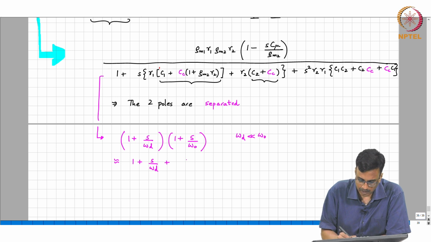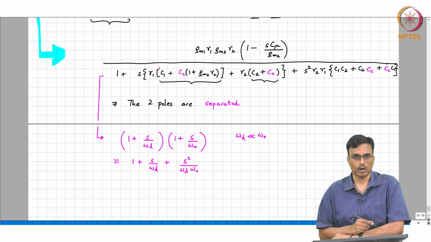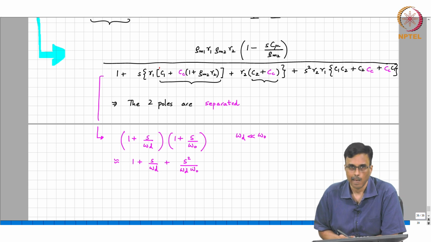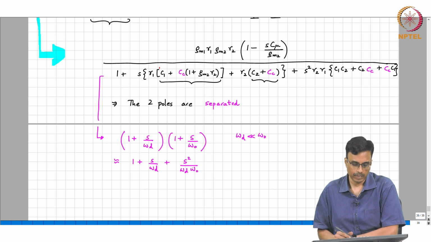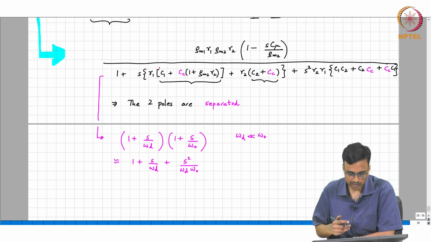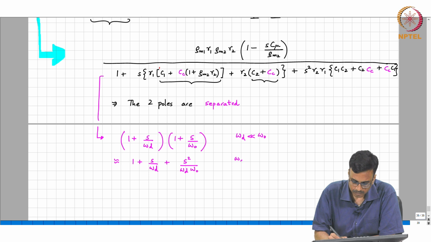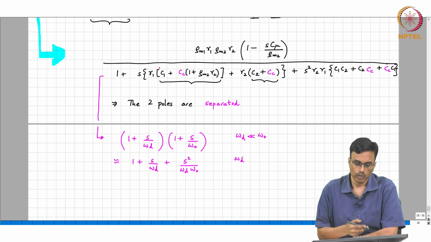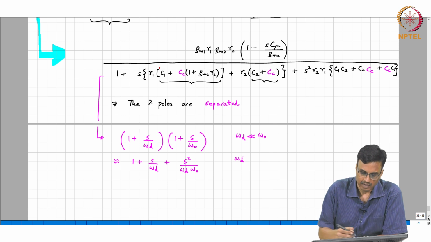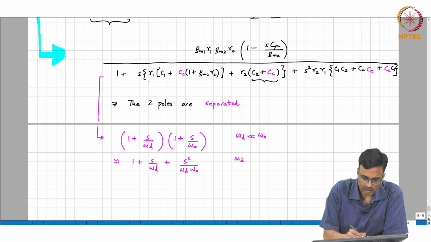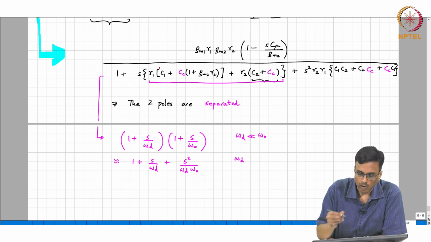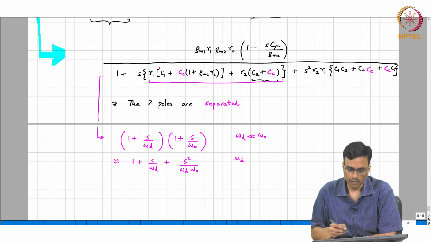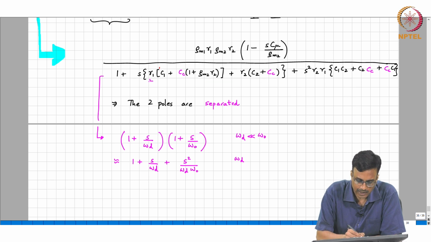So that basically, the S by omega naught term can be neglected, and basically you have S square by omega d omega naught, okay, all right. And so what is omega d? Yeah, it's basically 1 over all this entire term. So, which of these terms can be neglected?